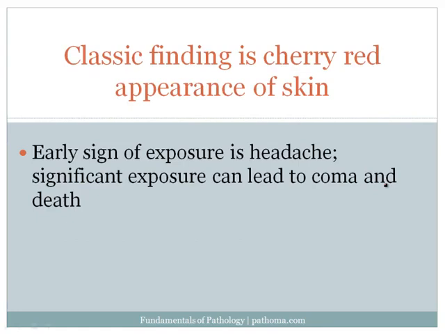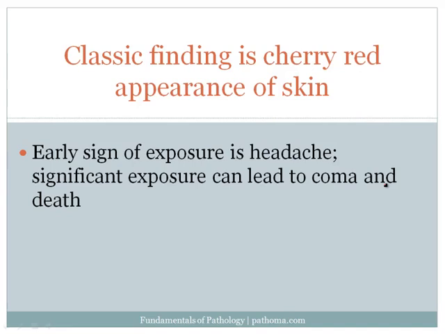The classic finding in a patient with carbon monoxide poisoning is the cherry red appearance of the skin. The reason the skin looks cherry red is because the hemoglobin is so tightly bound that it reflects the red light and creates this red appearance to the skin. However, it's deceptive because the patient actually is hypoxic because they aren't carrying oxygen to their tissues. So although they look very red, they're not getting good oxygen delivery to the tissues.